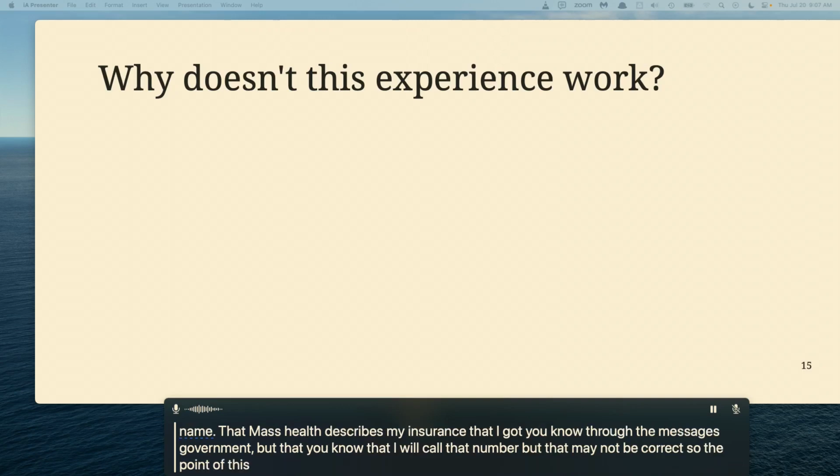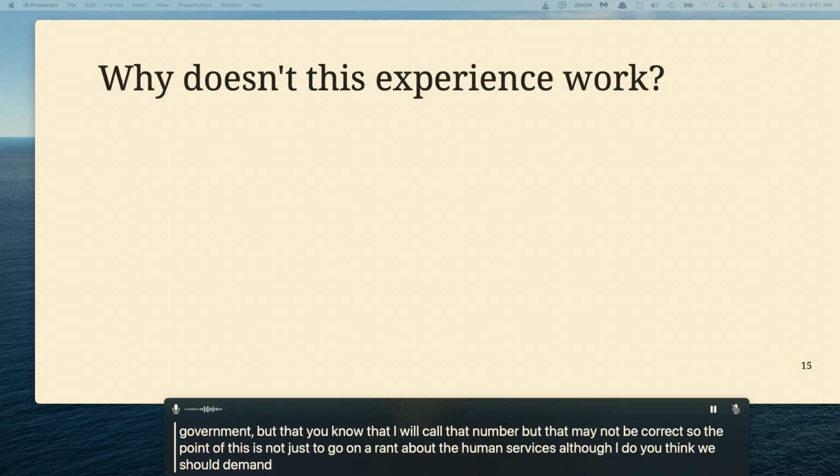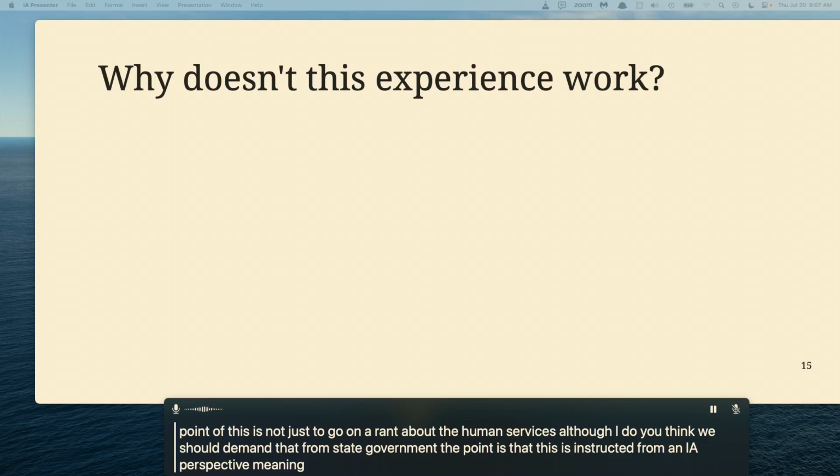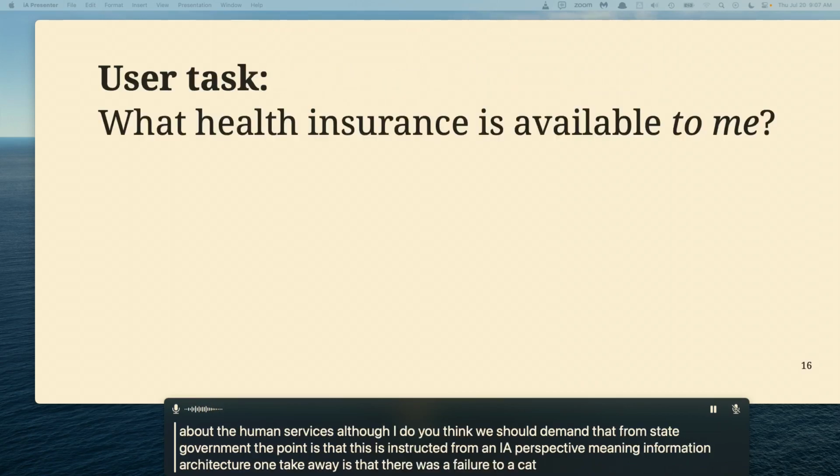So the point of this is not just to go on a rant about the usability of government services, although I do think we should demand better from our state government. The point is that this is instructive from an IA perspective, IA meaning information architecture. One takeaway is that there was a failure to account for user needs.